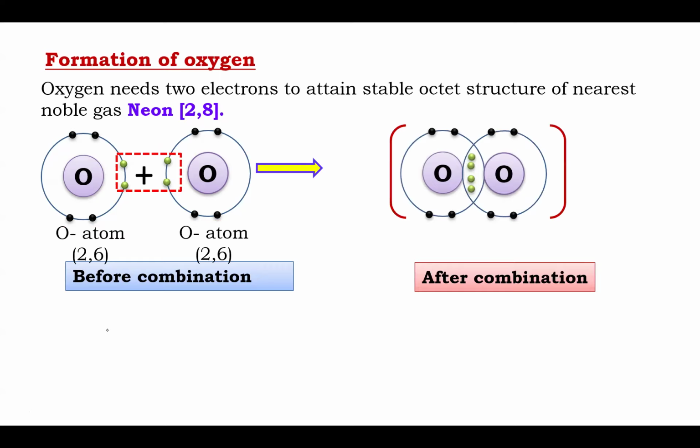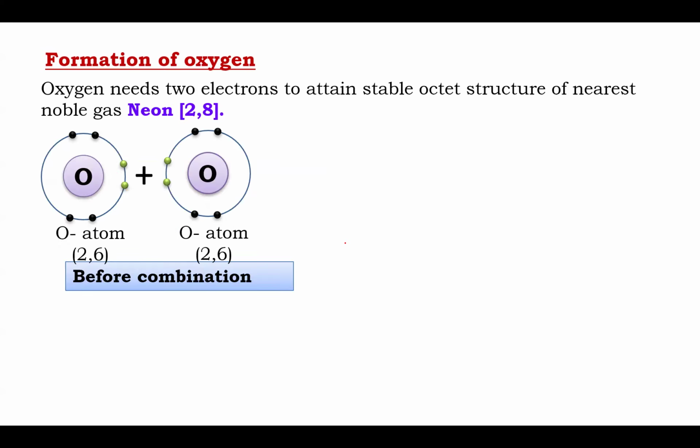Yes, Purvi, beta, tell me, what is your doubt? How are all the 8 electrons on one shell? After sharing, are there 8 electrons in one shell now? No, beta, there are not 8 electrons here. There are only 6, beta. I am showing only the outer electrons, beta.